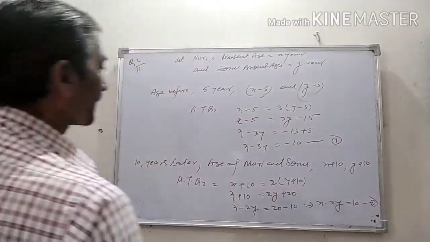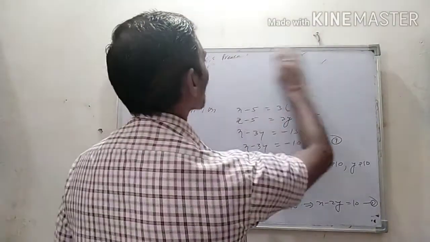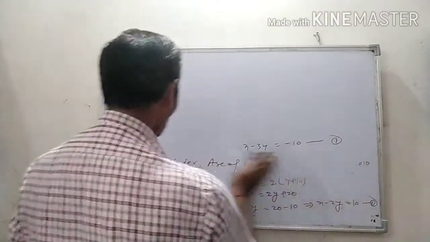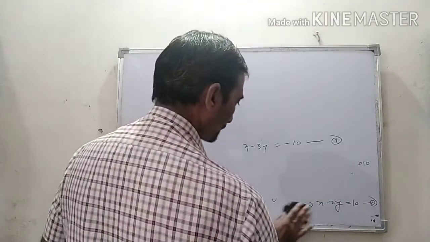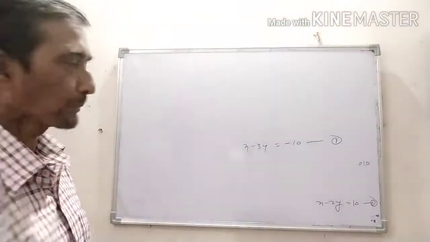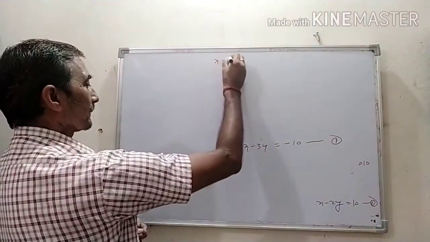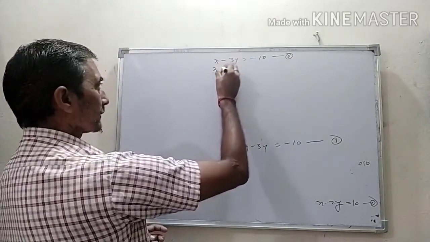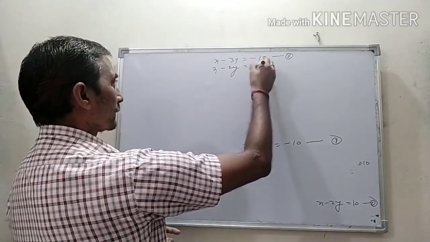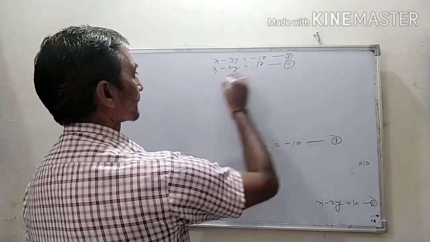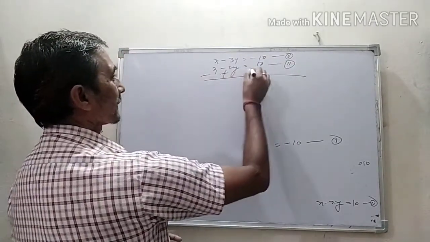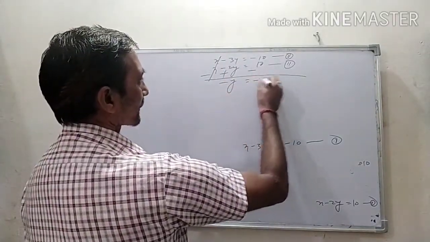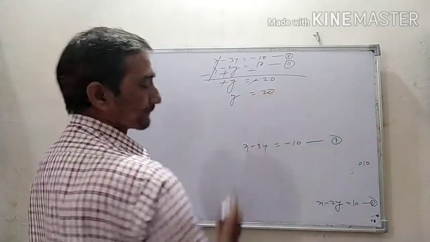So come and solve by the elimination method. X minus 3Y equals minus 10 is the first, and X minus 2Y equals 10 is the second. Subtracting these equations, finally you will get minus Y equals minus 20, and Y is equal to 20.